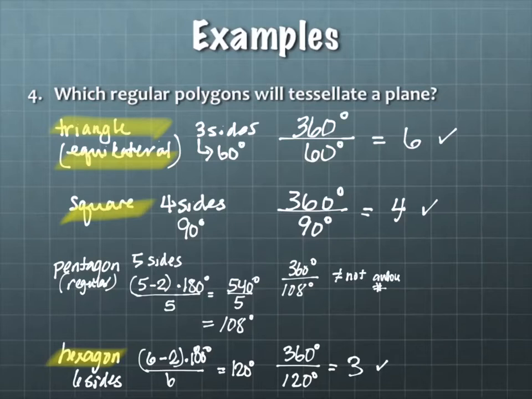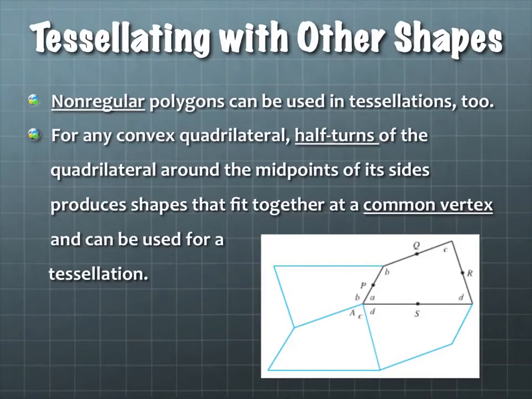Now, that doesn't mean that these are the only 3 shapes that tessellate. You have seen tiling in all kinds of shapes before that are not regular shapes. Remember, regular doesn't mean normal or something like that. We sort of have that connotation with the word. Regular means all equal sides, all equal angles. So we can, in fact, tessellate with other shapes. Non-regular polygons can be used in tessellating as well.